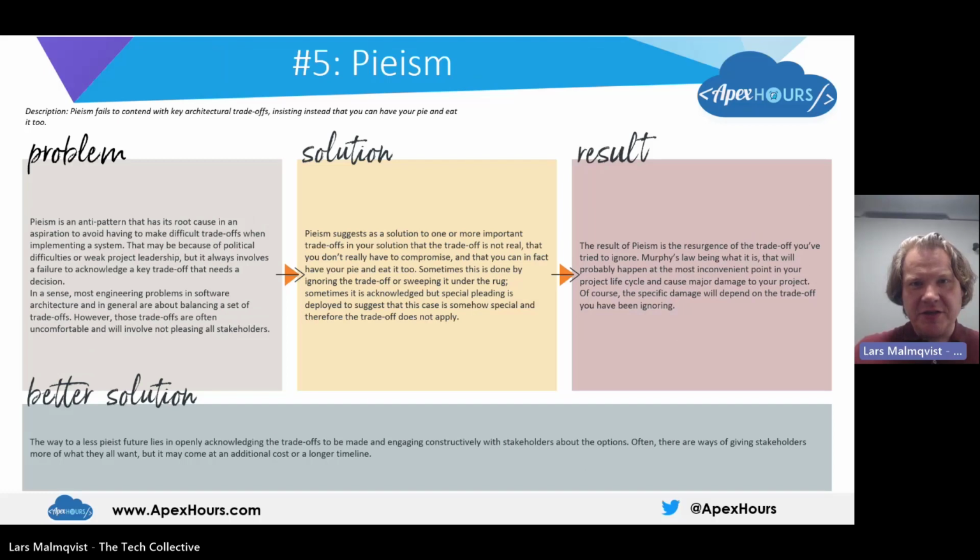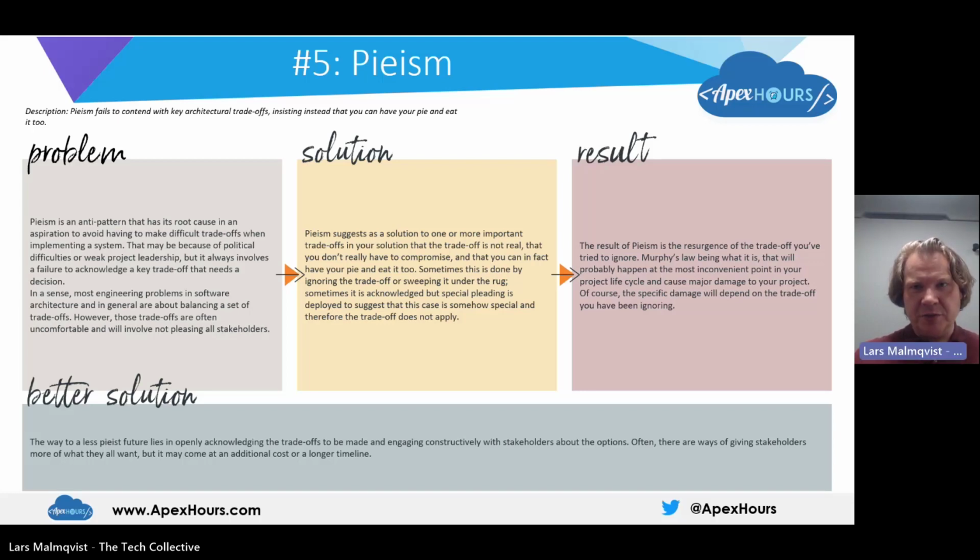And that brings us into the top 5. Anti-pattern number 5, Piism. Now, Piism is effectively the belief that you can, in fact, eat your pie and have it too. So, in Salesforce project terms, that means that you are failing to make difficult trade-offs during the implementation process for a variety of reasons.